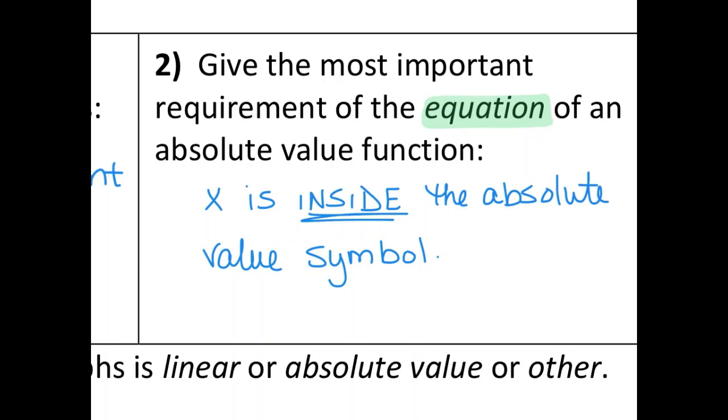If x is outside the absolute value symbol, if you have an absolute value symbol but it doesn't have an x inside of it, then it's not an absolute value function, because the x has to be placed where the type of function is affecting the x.